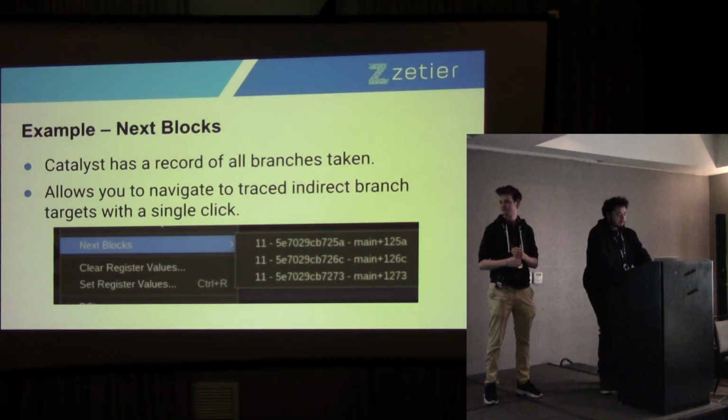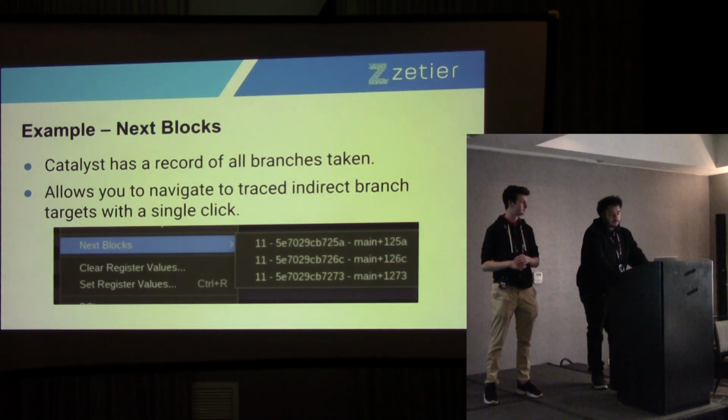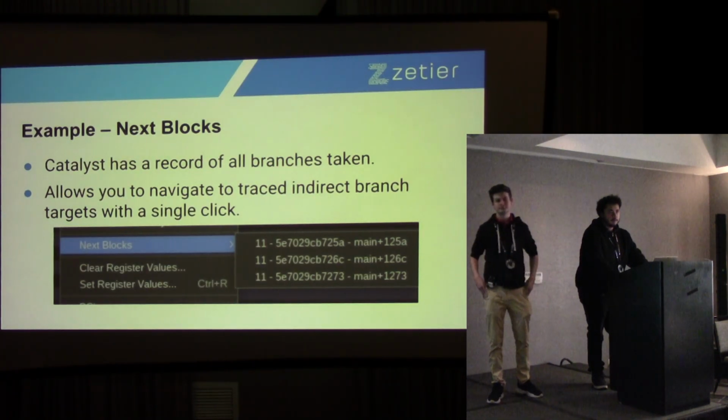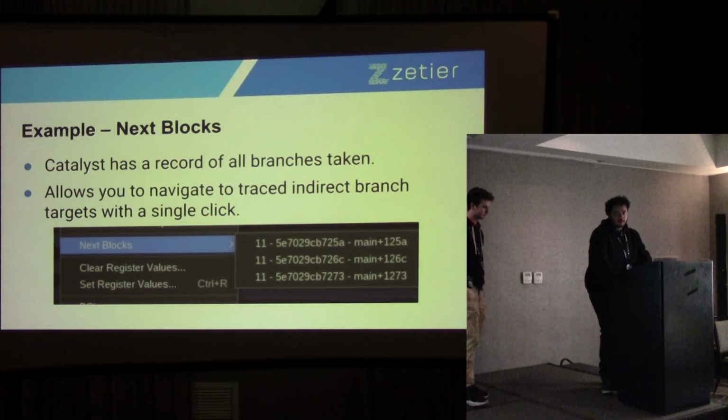Another small example, we have this next blocks feature, which is helpful when you're looking at C code. You don't have V tables or anything like that, but you have indirect jumps or calls. Because we have the record of all of the branches that were taken, we can easily, from any basic block, go to all of the other blocks, even though we don't have an offset in our code.